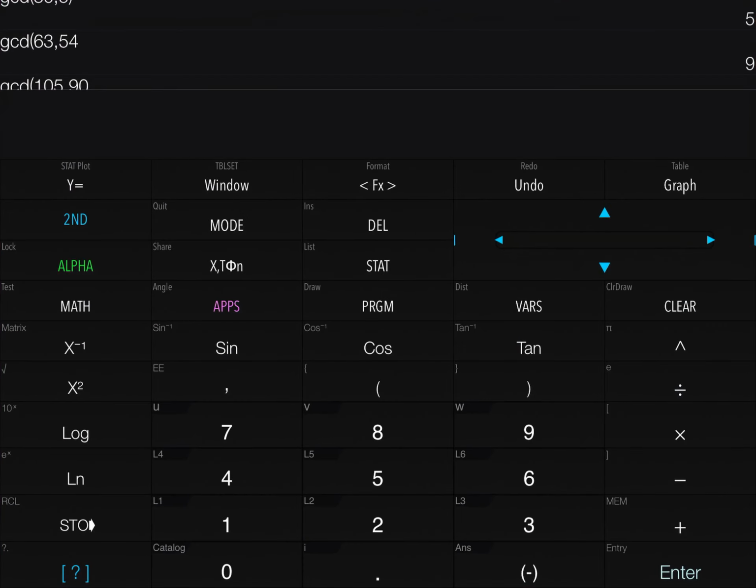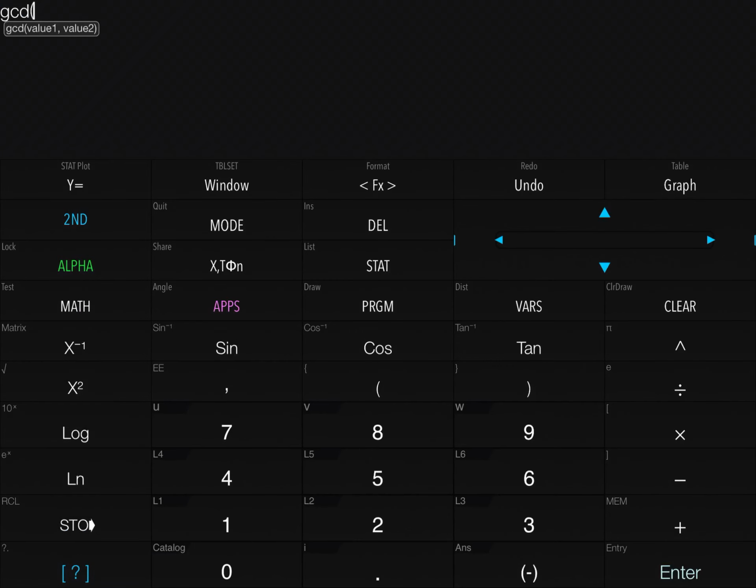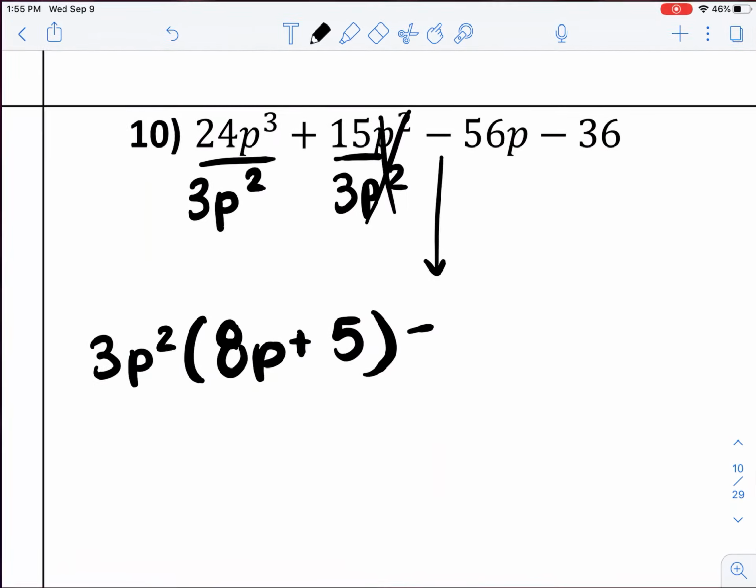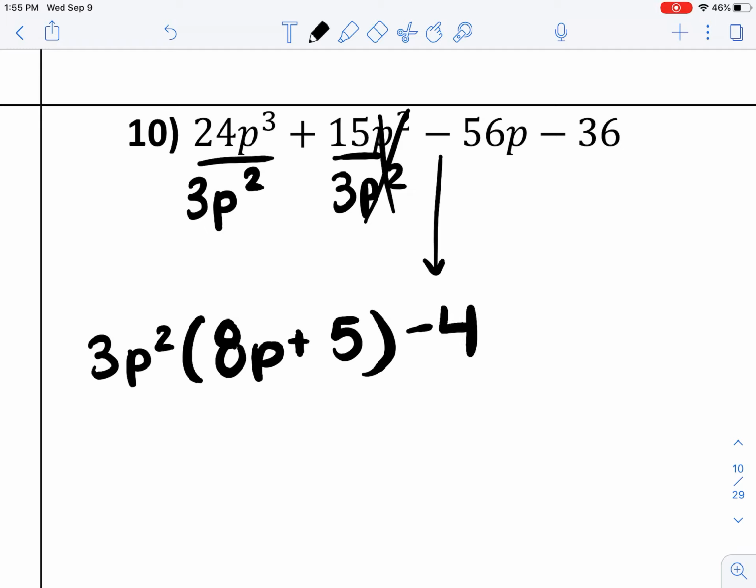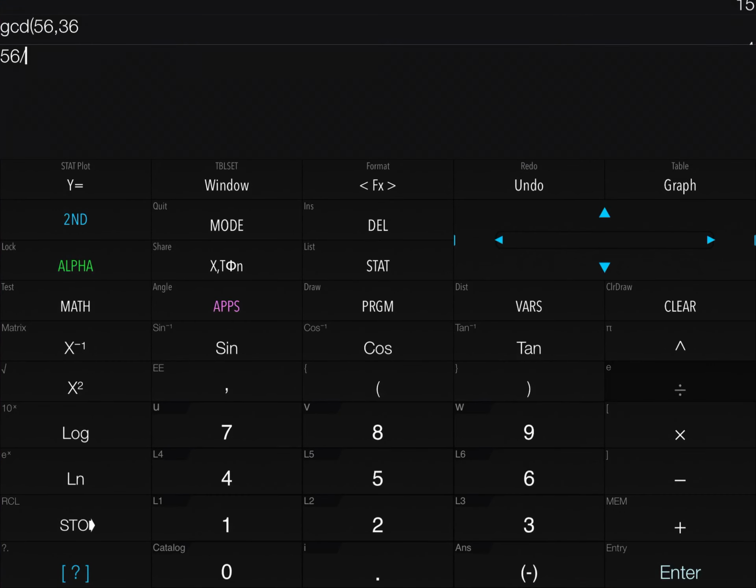56. Let's check this. I feel like there's something wrong with this question. 56 comma 36. Oh, okay. So it's 4. This isn't going to work out. Because if my GCF of this group is negative 4, and I divide these by negative 4, 56 divided by 4 is 14.